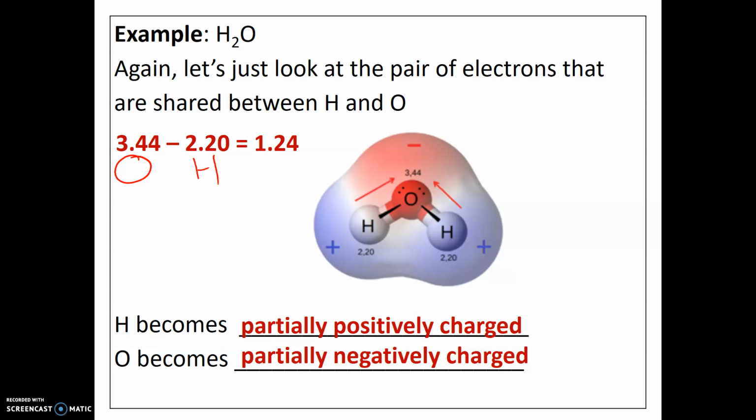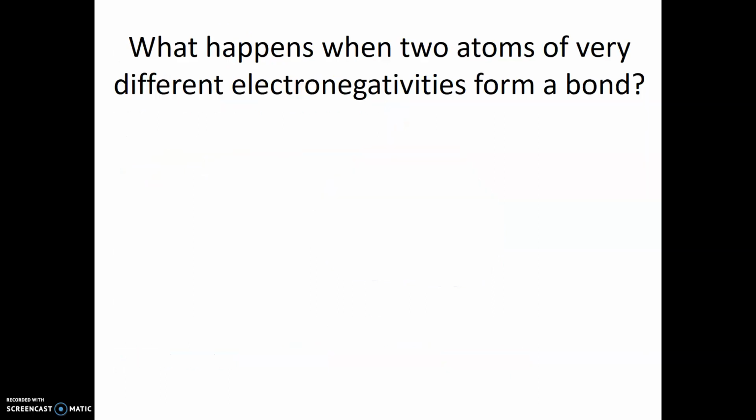Another way that you can show this is here we're showing the slight positive and slight negative around the individual atoms. You can also show the partial charge of the entire molecule like that. So we have our slight positive region around our hydrogens and our slight negative region around oxygen.